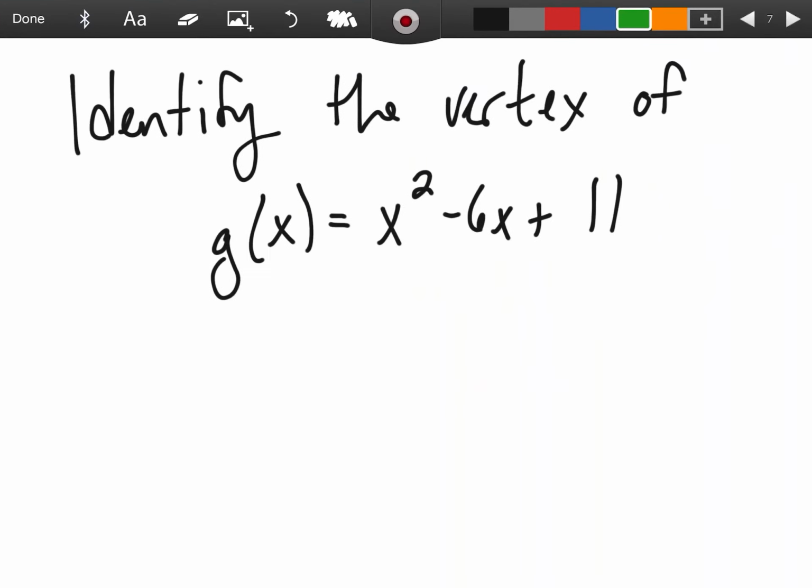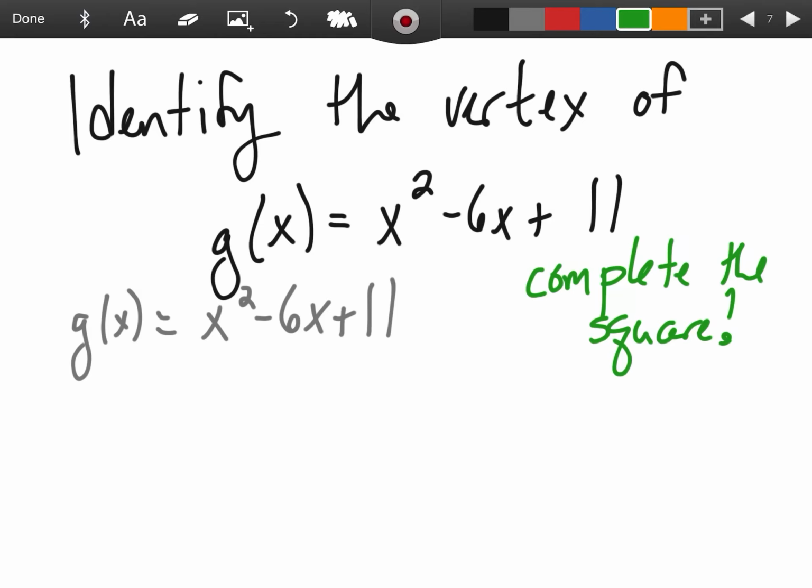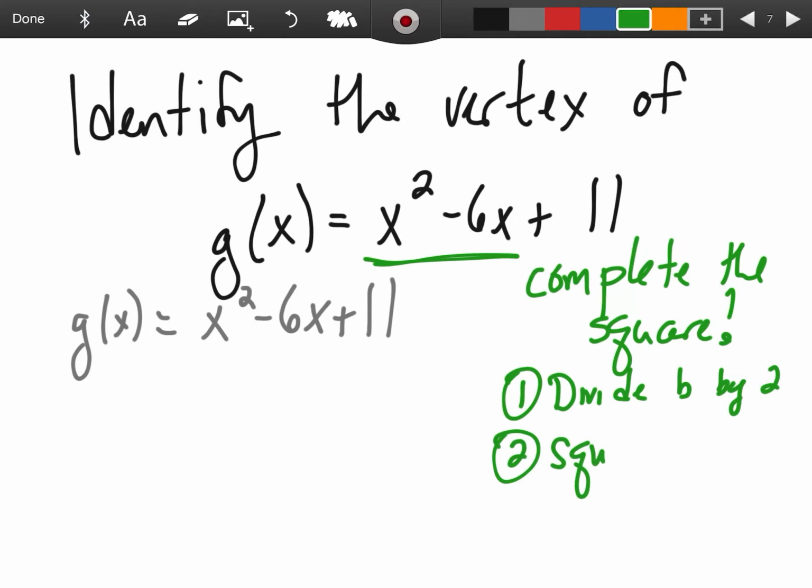All right, let's identify the vertex of g of x equals x squared minus 6x plus 11. Well, this is not given to us in vertex form. This is standard form. How in the world am I going to find the vertex? Well, it's coming back. We need to complete the square. We want to make this a perfect square, and remember how we do that. We take the b value and divide it by 2. Then we square it, and then we add it.